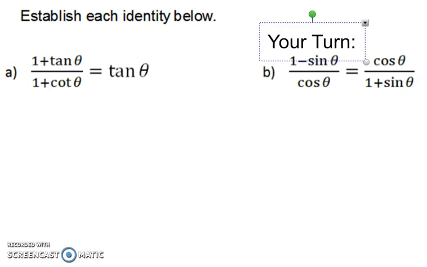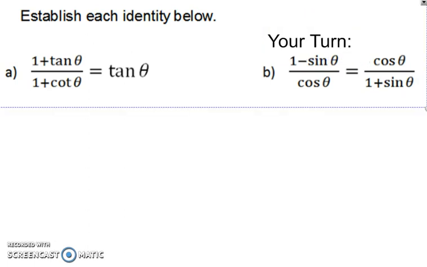So now we're going to establish these identities. On this first one here, though, I don't like how that's, whatever. I can't get rid of it, I guess. I'm sorry. Oh, there it goes.